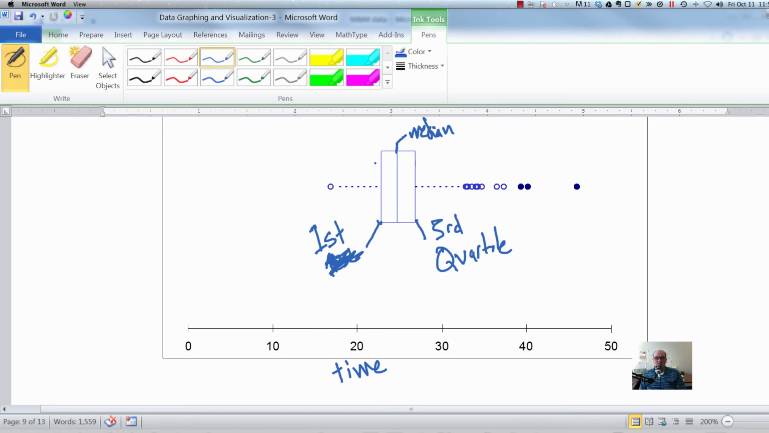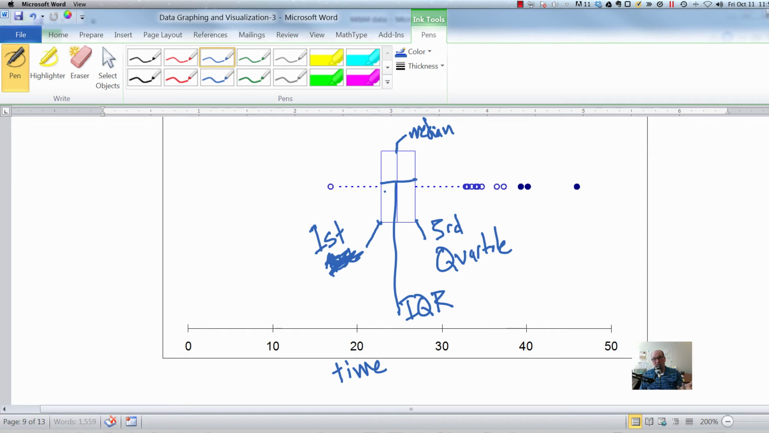So the distance between the first and third quartile represents 50% of all the data, and we call that distance, the range between here and here, the interquartile range. Remember that? From here to here. It's just the third quartile minus the first quartile, the distance between those two.